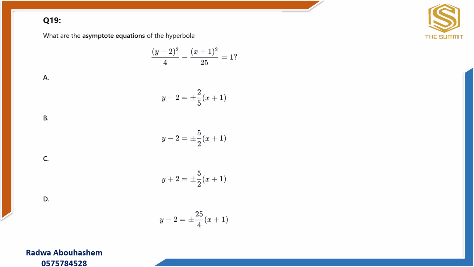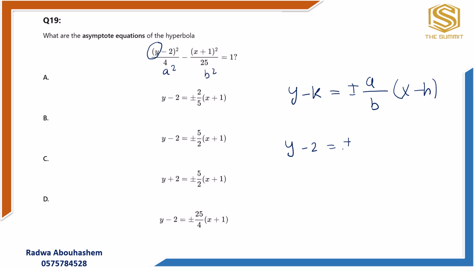What is the asymptote equation of the hyperbola? Vertical or horizontal? It's vertical because we start with the y. So the asymptote equation would be y minus k equals positive or minus a over b times x minus h. Where is y minus k? It's y minus 2. Positive or minus. Where is a and where is b? Here's a and here is b power 2. So a here is 2 and b is 5. So y minus 2 equals plus or minus 2 over 5 times x plus 1. Where's the answer? Here it is.